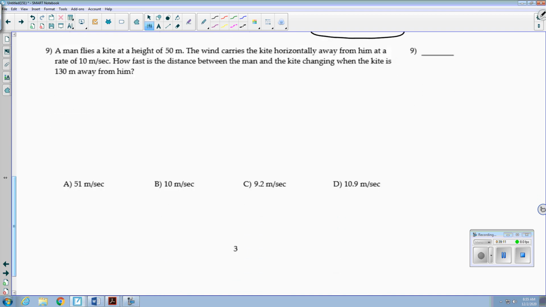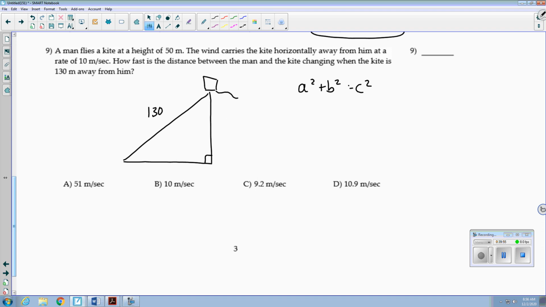And last problem, a man flies a kite at a height of 50 meters. So we have some kite, 50 meters high. The wind carries the kite horizontally away from him at a rate of 10 meters per second. So as this thing's blowing in the wind, we want the rate of change of the distance between him and the kite, so it looks like we're going to have a right triangle again. The problem says the kite is 130 meters away from him, so we know this is 130. So yes, we're going to have all side relationships in a right triangle, so we're going to be dealing with the Pythagorean theorem again.